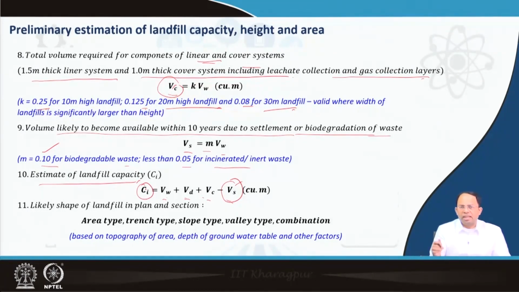We have not yet estimated the area. It depends on the height, of course. But before we do that, we have to understand the shape of the landfill that we will adopt and what would be the section of the landfill, right? How much of it will be below ground, how much of it will be above ground, or is it just a landfill which is above ground? Will it be area type, trench type, slope type, valley type, or a combination of all this? Based on the topography of the area, depth of groundwater table and other factors, we will determine what shape of landfill we will go for, and based on that, we have to determine the area.